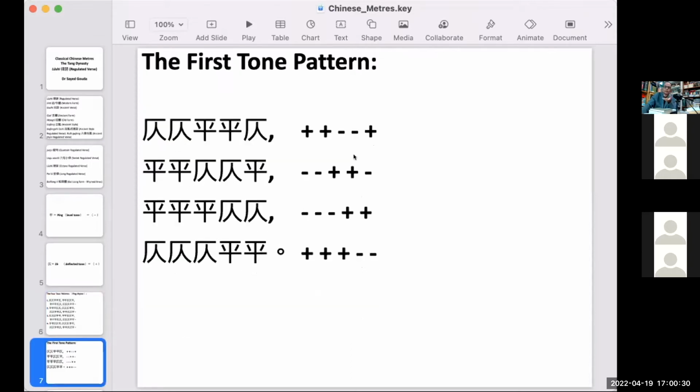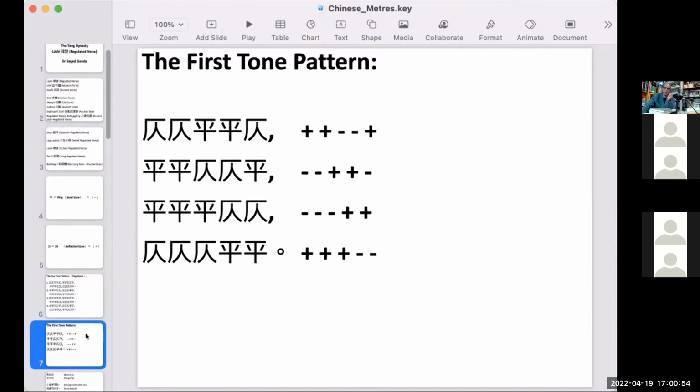Here, for example, this is the code of the first tone pattern. This is how we would represent it, plus, plus, minus, minus. So when you look at these signs, you know right away that this is ze ze ping ping ze, ping ping ze ze ping, ping ping ping ze ze, ze ze ze ping ping, and so on and so forth.